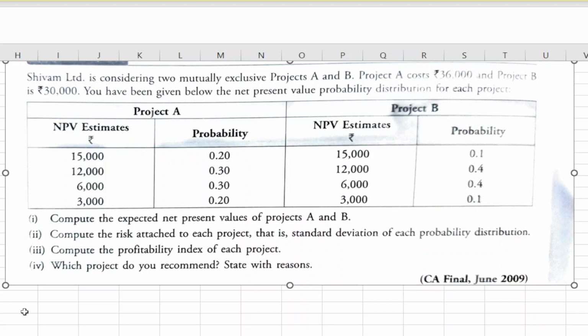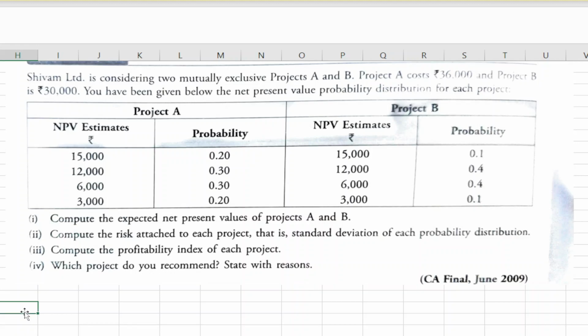Let us start the problem now. As we have understood the problem, what we need to do first is calculate the expected net present value of project A and B, and of course the risk attached to each project, the standard deviation of each probability distribution. So what is the formula for calculating standard deviation? Before that we should know the variance of the project and the expected NPV. We will write all those formulas, and then we will go ahead.